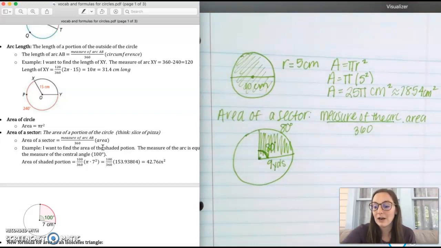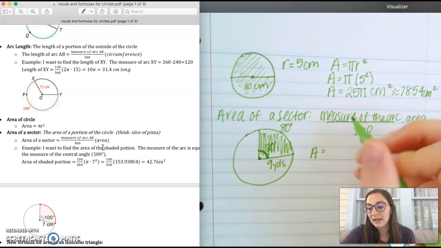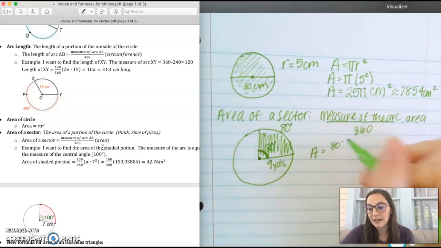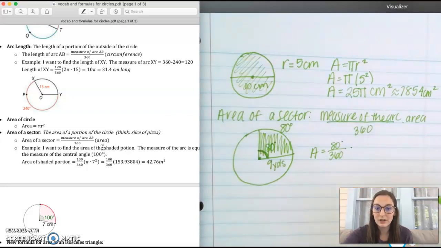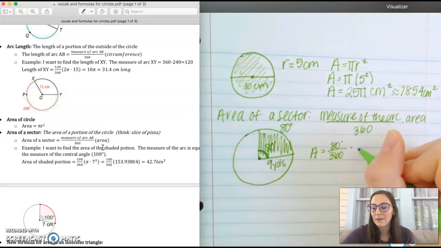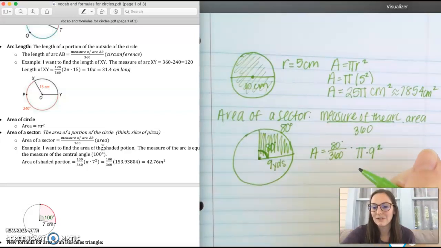So to find the area of this shaded portion, the measure of the arc is 80 degrees. And I'm going to divide that by 360 degrees. Now to find the area of the entire circle, it is pi r squared. So I just need pi times 9 squared. So I would save the dividing for last.